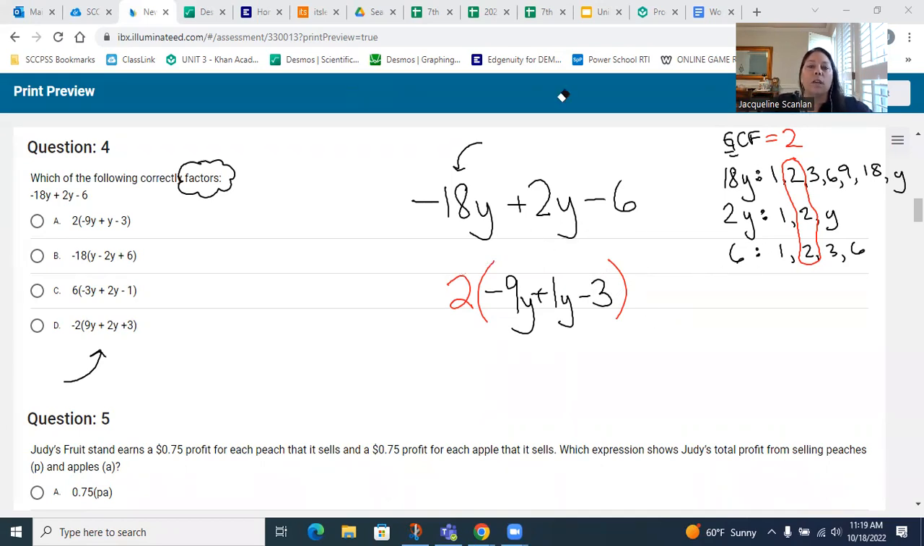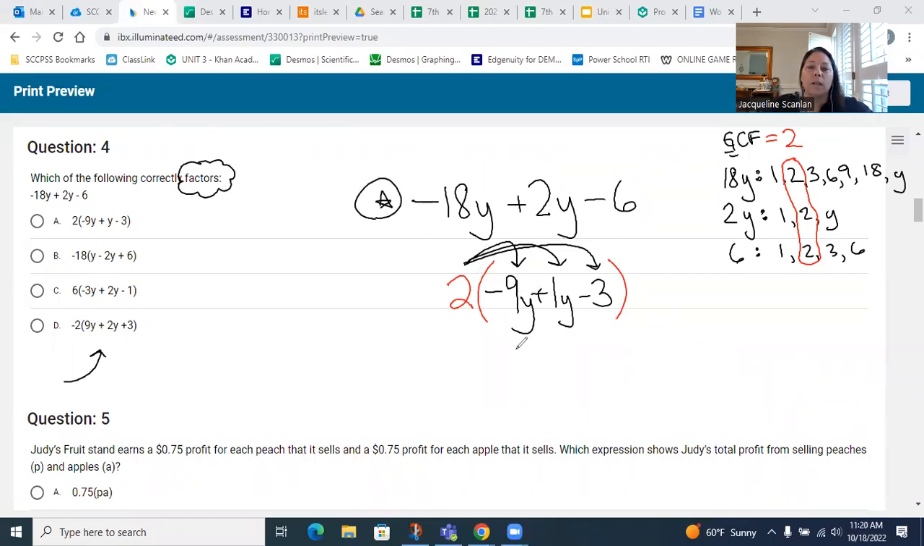All right, so now for me to check my work and make sure I did it properly, I'm going to go ahead and distribute this back into this grouping. And I'm going to make sure that I get what I started with. My target is to make sure that I end up with my original expression.